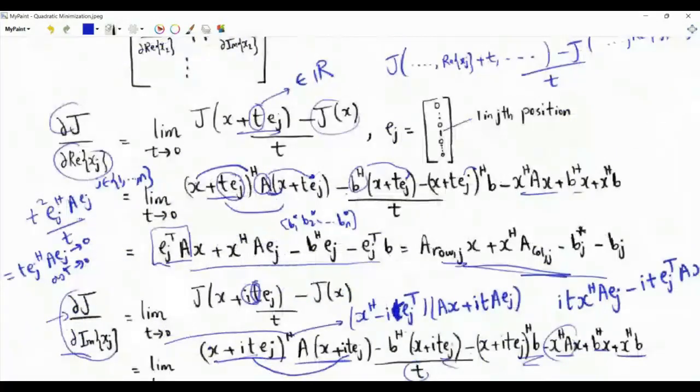And for example, you could check this partial derivative here: you have this guy, and then you have its complex conjugate. And now what about this and that?